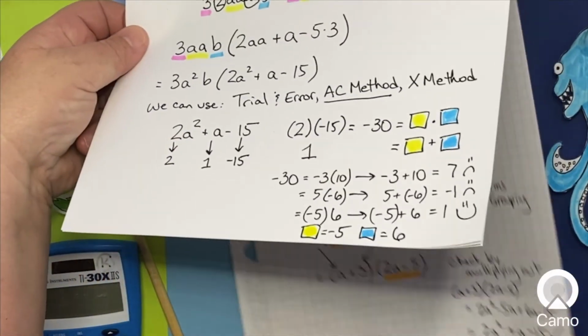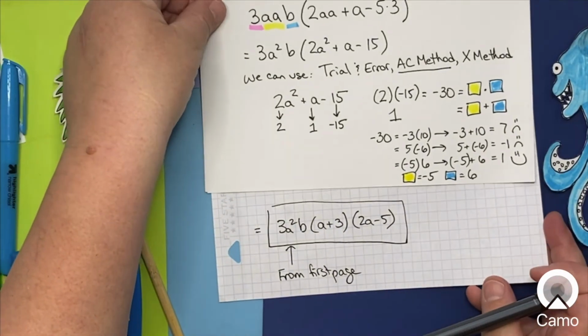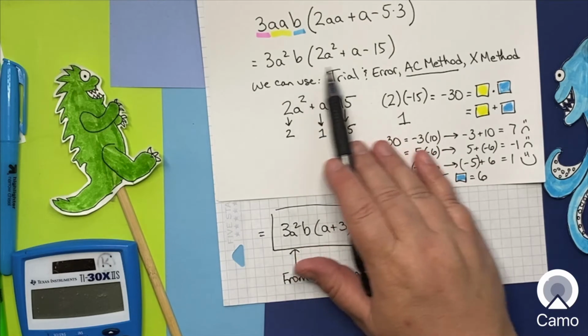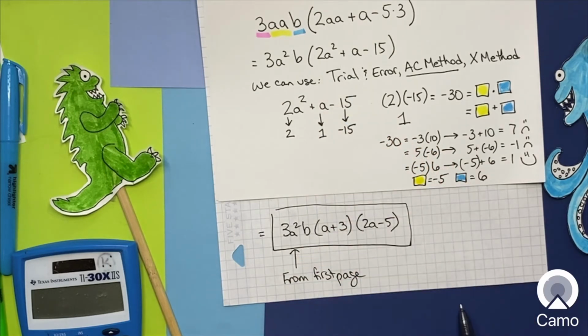Can I make this all work together and not cause another mathalanche? When we factored out the 3a squared b so that we've got an easier trinomial to work with. So we have the 3a squared b, and then we've got the 2a squared plus a minus 15 also factored.